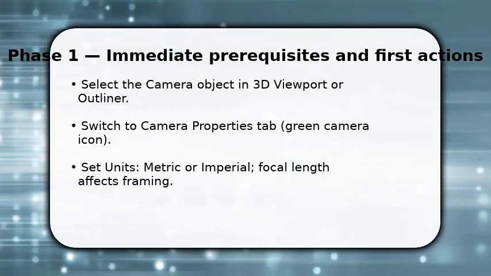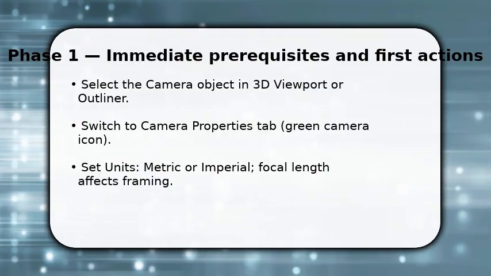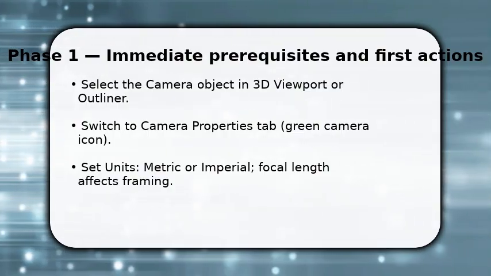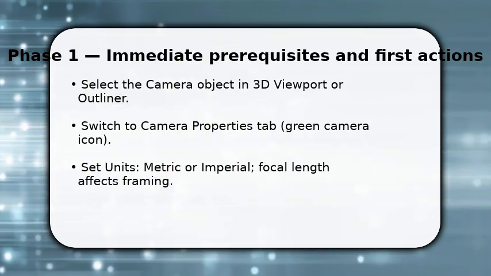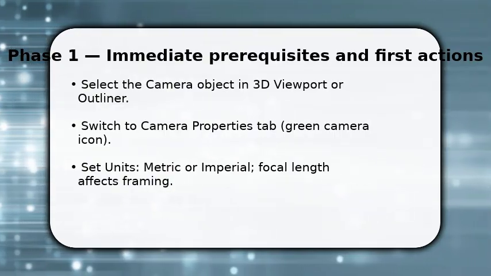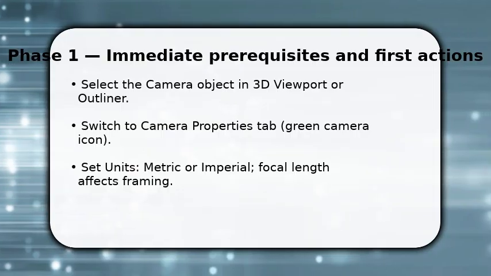You start by selecting the camera object. Click it in the 3D viewport or outliner. Once selected, open the Camera Properties tab, that green camera icon on the right. This is where focal length lives.